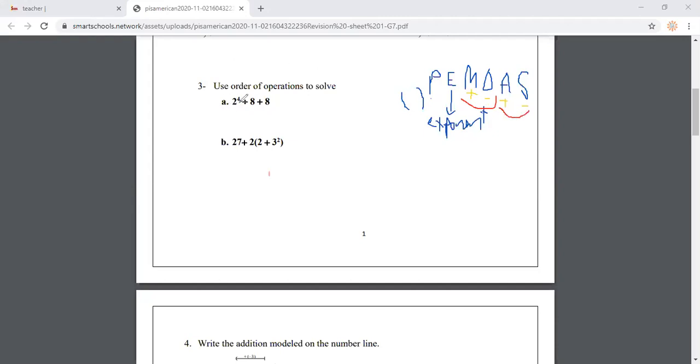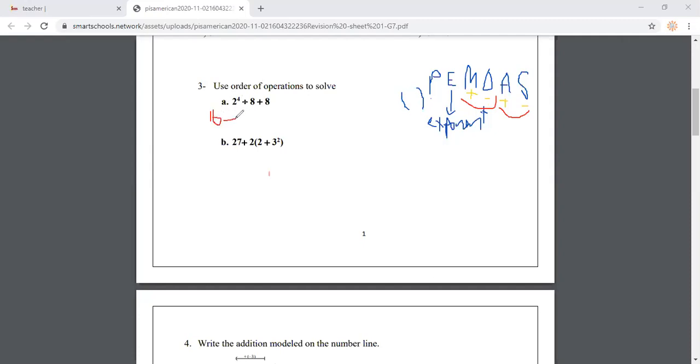So look at this question. Do you have any parentheses in the question? No, we don't have. But we have exponents. Where is the exponent? 2 to the power of 4. Exactly. So 2 to the power of 4 means repeat 2 four times. Repeating multiplication is not addition. So it's 2 times 2 is 4, times 2 is 8, times 2 is 16. So the first one will be 16.